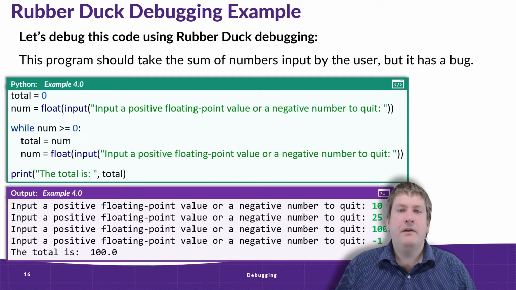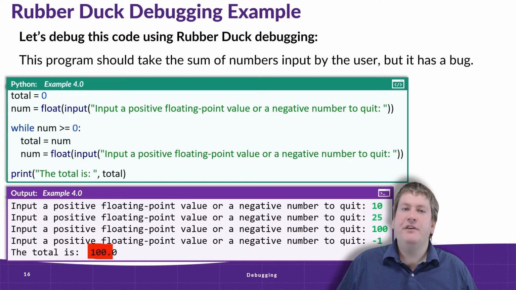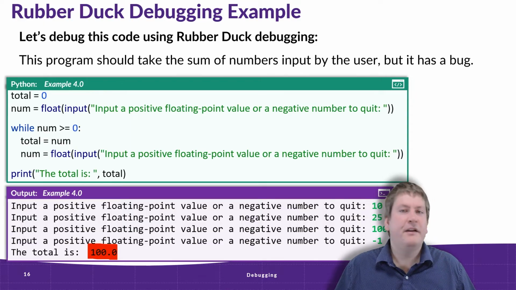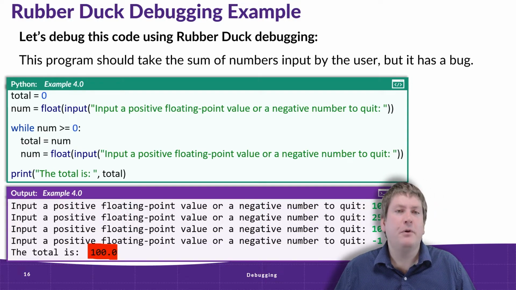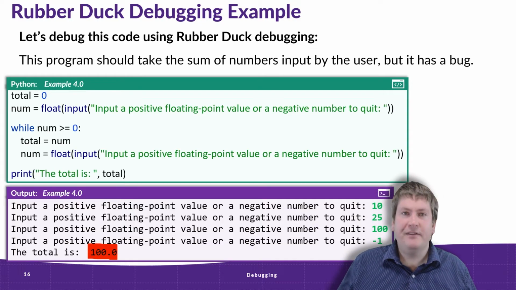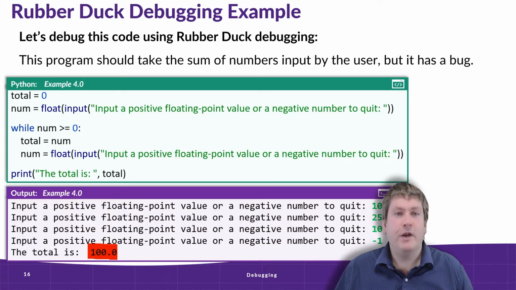When we give it a run, it will look something like this. Maybe we put in 10, 25, 100, and then -1 to exit. But the issue here is we get 100 as the output, which makes no sense. 10 plus 25 plus 100 is definitely going to be more than 100. Again, we should be thinking critically about what our program's outputting. Just because it didn't crash or have an error doesn't mean it's right.